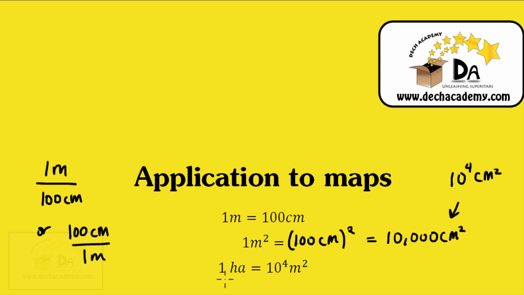Another unit you need to be familiar with is the hectare, which is represented with these two letters, HA. So a hectare is a unit that can be used to represent areas, and 1 hectare is equal to 10 to the 4 meters squared. So 1 hectare is 10,000 meters squared. I'll just write that: 1 hectare is 10,000 meters squared, or 10,000 square meters.